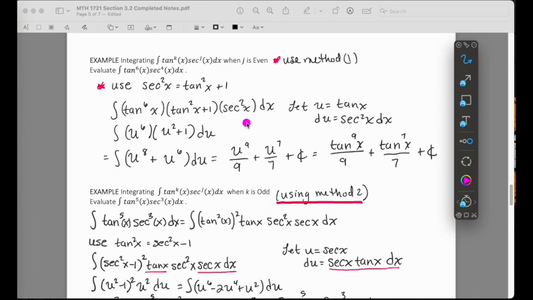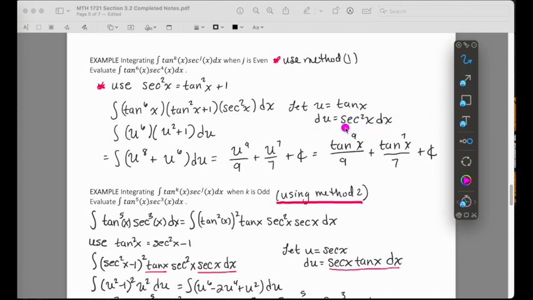And when we use method 1, we're going to break up secant so that it's secant squared, so then I can substitute our identity that secant squared x is equal to tan squared x plus 1. So this secant to the 4th, I'm going to rewrite as secant squared times secant squared. And then I'm going to substitute secant squared with tangent squared x plus 1. Now, according to this method 1, we're going to let u be tan x. So when I take the derivative, I get secant squared x dx.